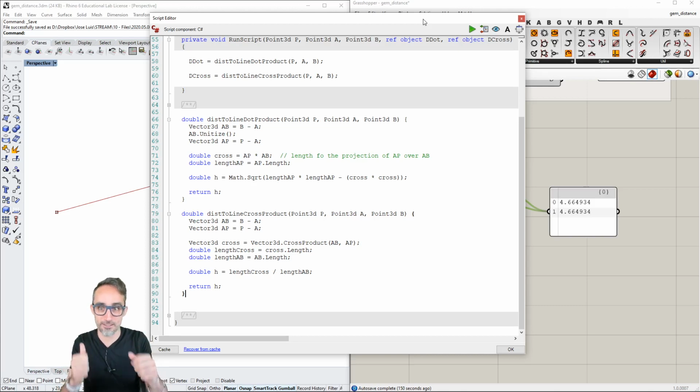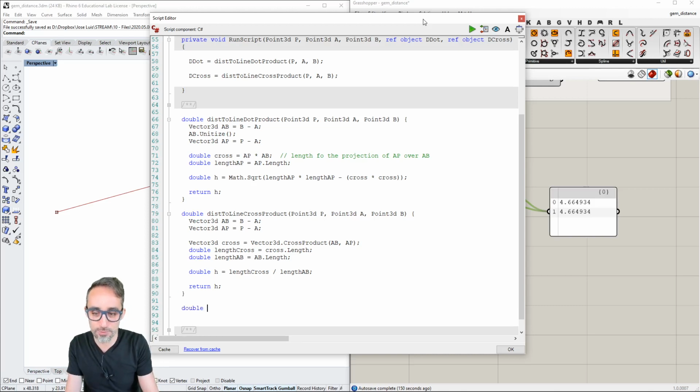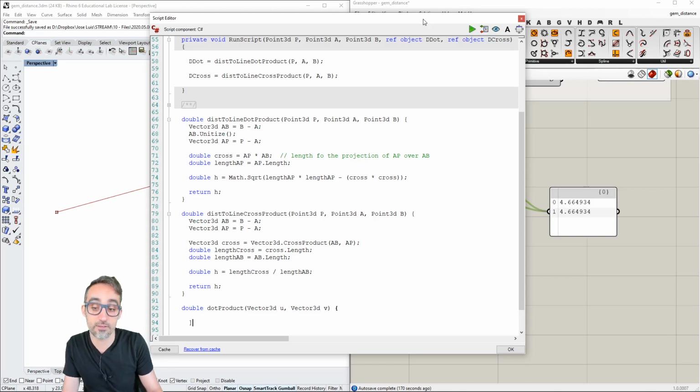Yay, let's get to this. Let's do first, I'm going to do the dot product between two vectors, so Vector3D, I'm going to call this u, and Vector3D v. And if you remember, the dot product first is a number, so we're going to return a double.